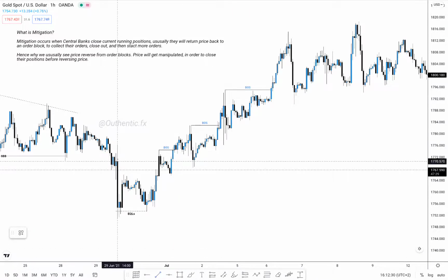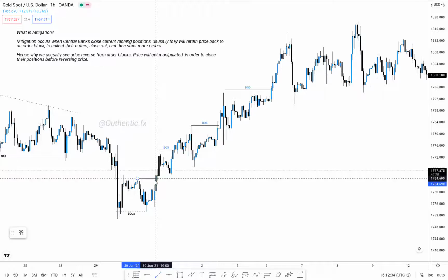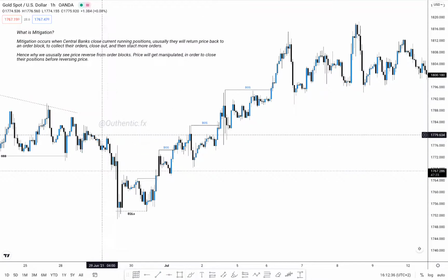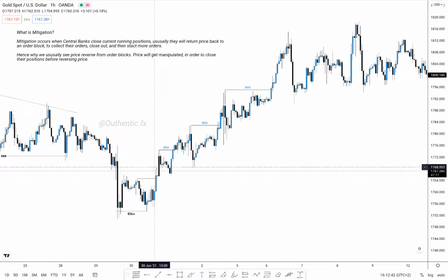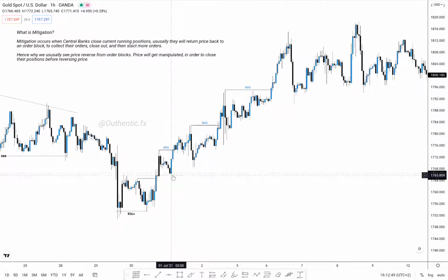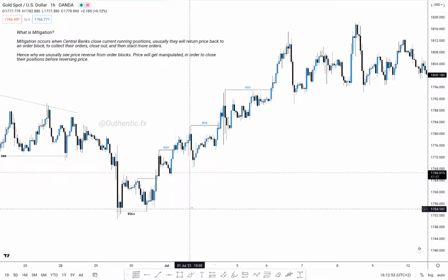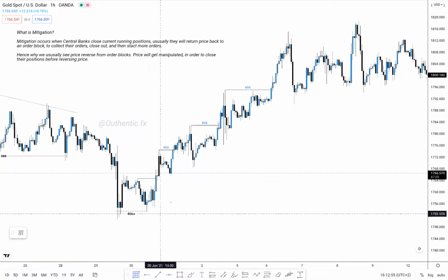So we cannot say that this is a break of structure over here because this is our current lower high, right? We need price to break this lower high first, and then from there we can consider that a break of structure. So our break of structure occurs only here. We see that big momentous push to the upside, breaking structure to the left. That's why we have that marked up.